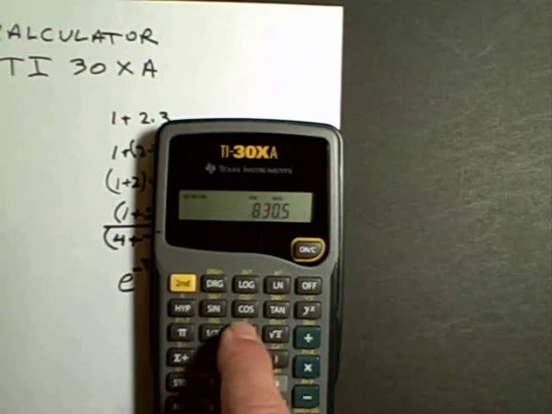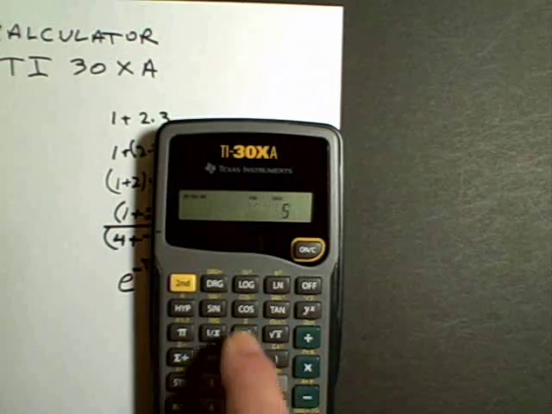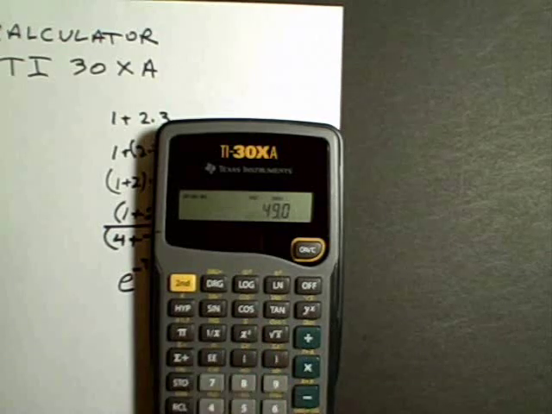Then there's the square key. If I square it, I get the number back. So if I take 5 and hit square, I get 25. If I take 7 and hit x squared, I get 49.